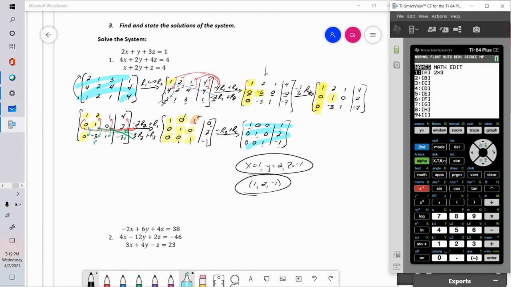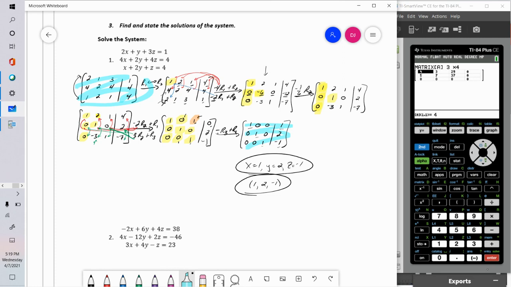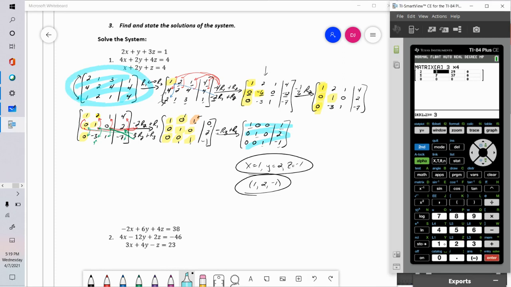Second matrix, edit. Now this augmented matrix is a 3 by 4 matrix. And I'm going to put in the values that we see here, okay? 2, 1, 3, 1. The next row is 4, 2, 4, 4. And the last row is 1, 2, 1, 4.